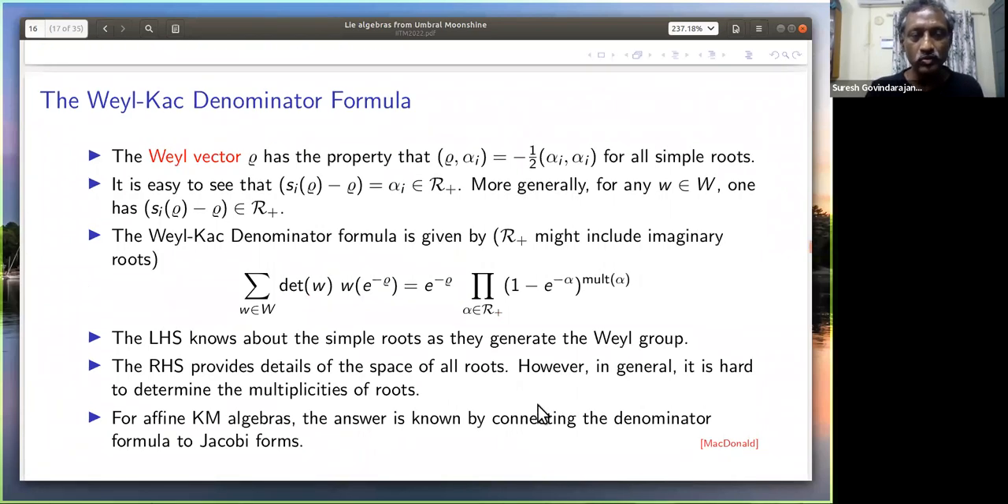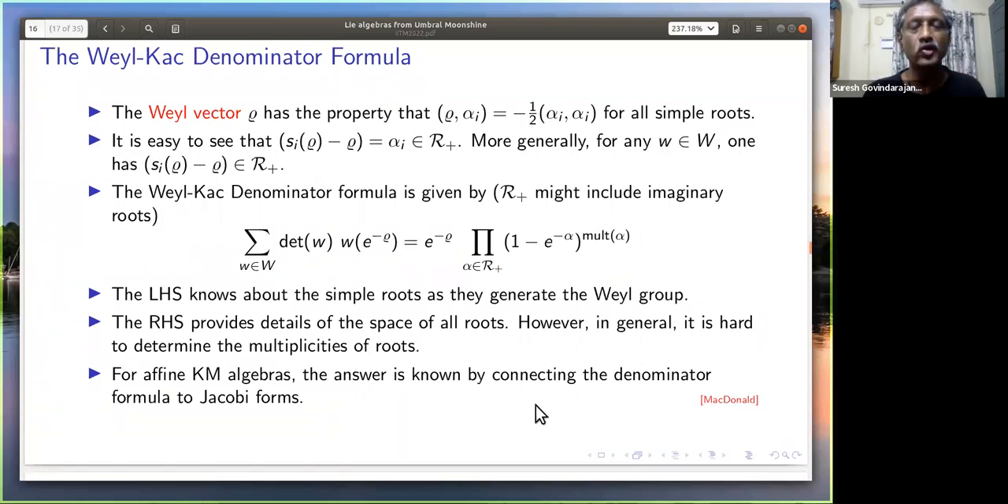Now we will come to the Weyl-Kac denominator formula, and this is where the fun begins. In all these cases, there's something called the Weyl vector. You might be used to the Weyl vector being defined as half of the sum of the real positive roots. But there's a slightly weaker property which works out to a different way of stating it. You just look for a vector rho where the inner product of alpha I with rho is minus half the norm of alpha I, for all simple roots.